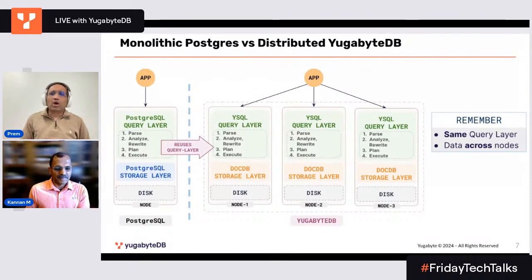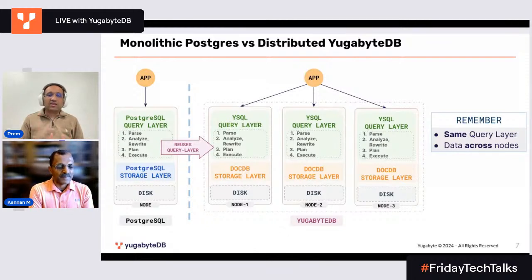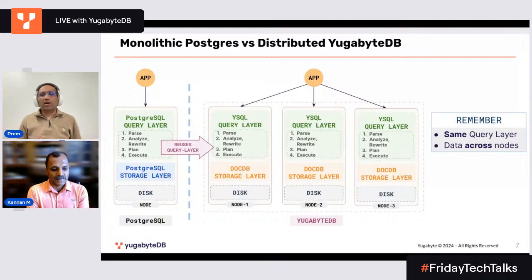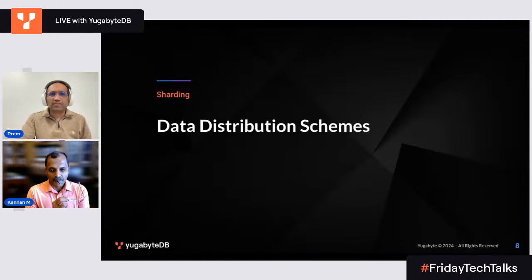Just to show you how YugabyteDB is similar and at the same time different from a monolithic Postgres, take a look at this visual. Yugabyte uses the same query layer just like Postgres, and so queries look the same, but the storage layer is spread across multiple nodes. So reads and writes have to be coordinated between nodes. This is a very, very important factor to remember when you model your data for a distributed database.